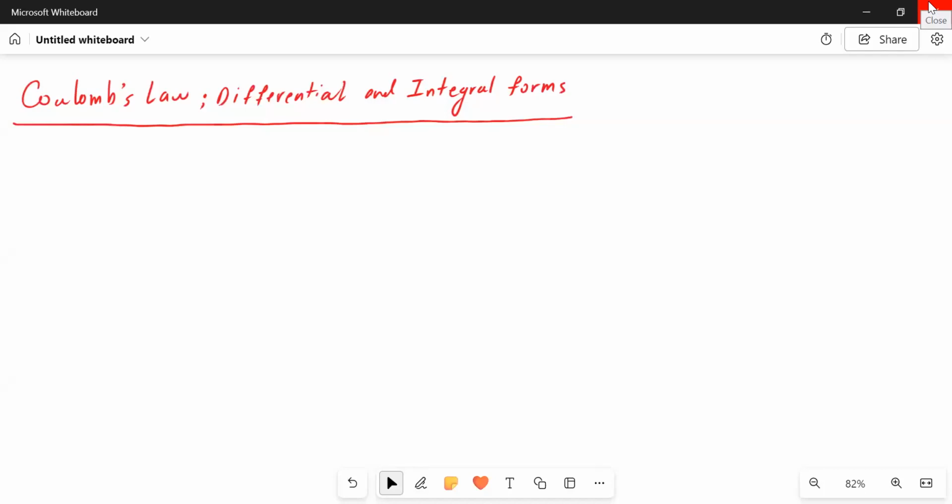Today we are going to discuss the different forms in which you can write down Coulomb's law in electricity. Now we are going to look into the local form of Coulomb's law, otherwise known as Gauss's law for electricity, which is the differential form. And we will also look into the non-local form of Coulomb's law, which is the integral form.